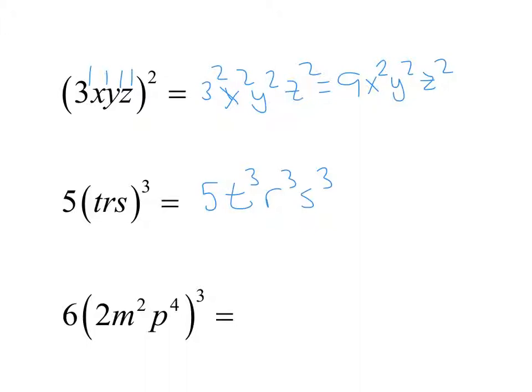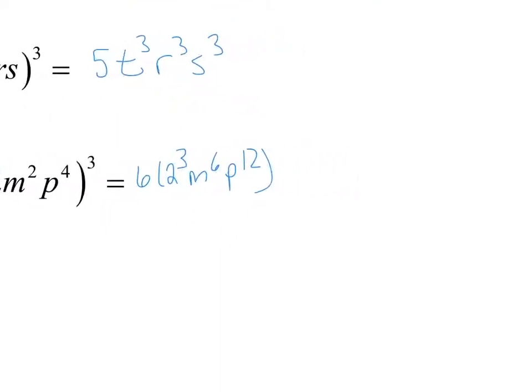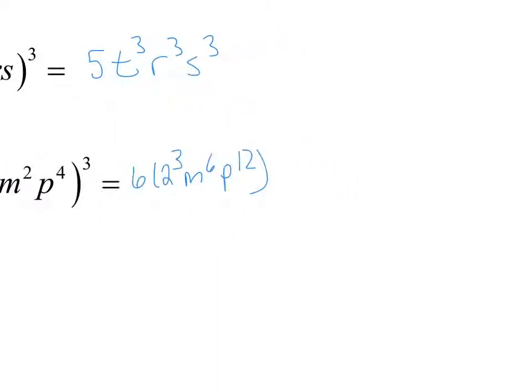So here we have that to the first. So you have 6 times 2 to the third, m to the, what's power to a power? Remember, you multiply. So 2 times 3, 6, p to the 12th. Now, 2 to the third is 8 times 6 is 48, so you have 48 m to the 6th, p to the 12th.